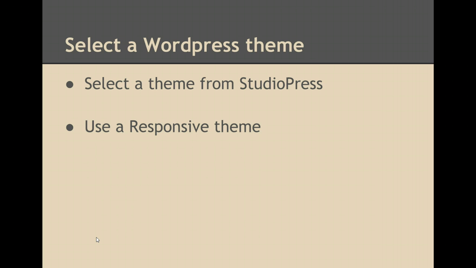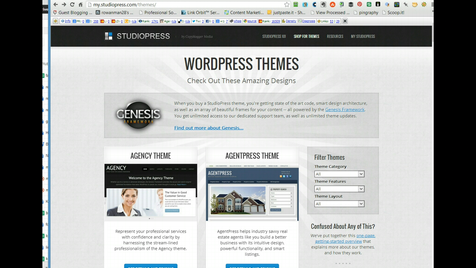So the next step is to select a WordPress theme. I love StudioPress. They use the Genesis framework and they have some amazing designs. They're very optimized for SEO. They're very customizable. They're flexible. I just love them. So that's my recommendation, is to select a template from StudioPress.